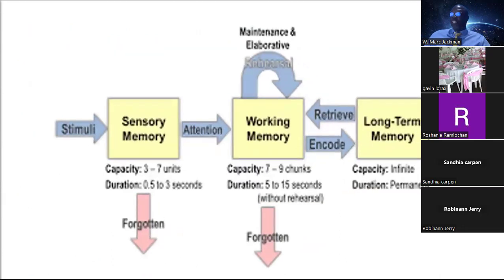of the amount of time that information is held, and the amount of units you can hold: 7 to 9 chunks in working memory, and infinite capacity in long-term memory, but of course, the period of time. It's permanent storage in long-term, and working memory or short-term memory is 5 to 15 seconds, and the duration of sensory memory is 0.5 to 3 seconds, and then it will be forgotten through decay if there's no rehearsal and stuff like that.